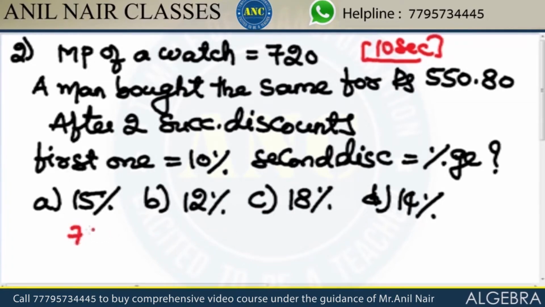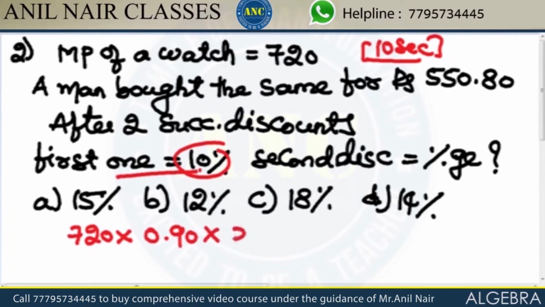Initially, it is 720. First discount is 10%. Discount is 10, that means it will become 0.90. Next one I don't know, but the final value became 550.80. This is the equation. 720, discount is 10%. 10% is 1 by 10. On 1 by 10 decrease, 0.9.